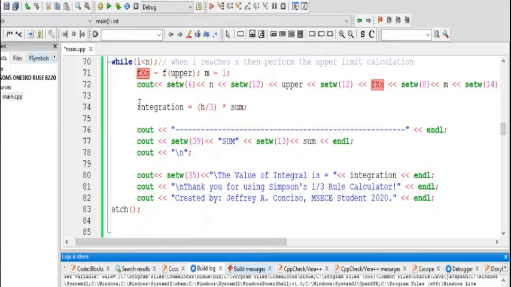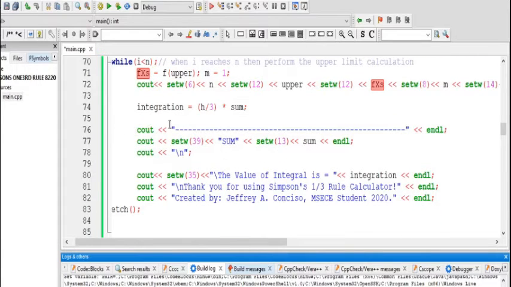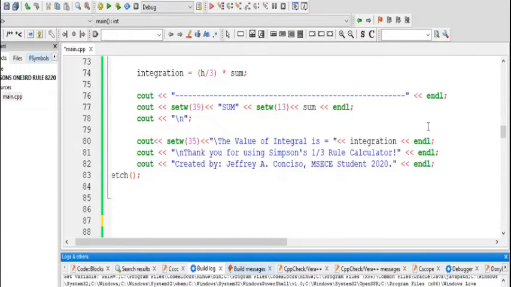And then finally, the integration is equal to h over 3 times the sum of this loop. And then we will print also a line below the table.